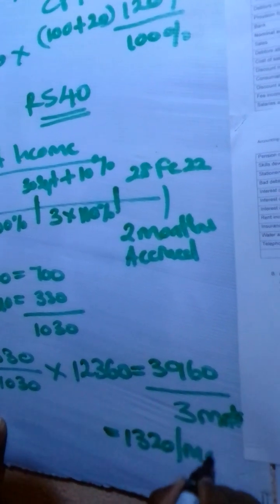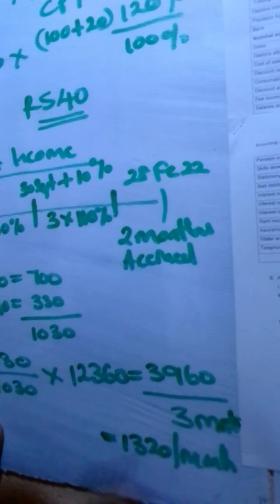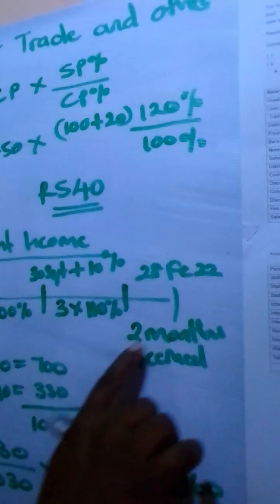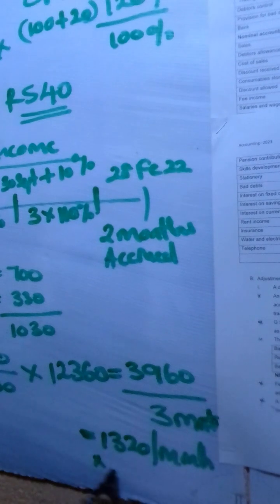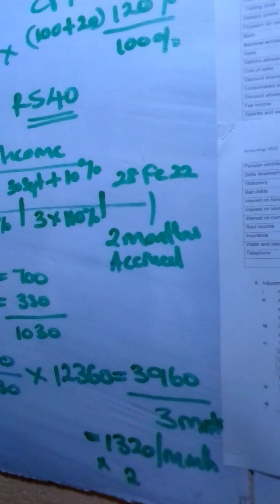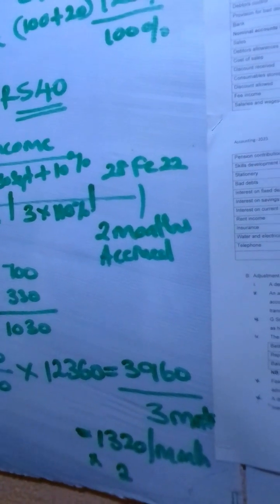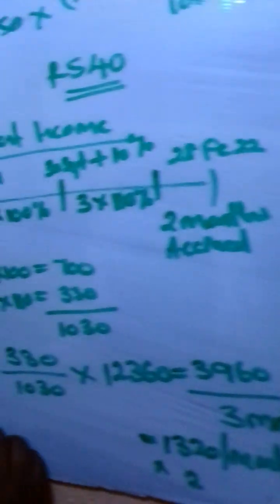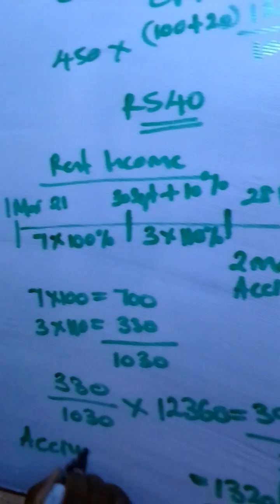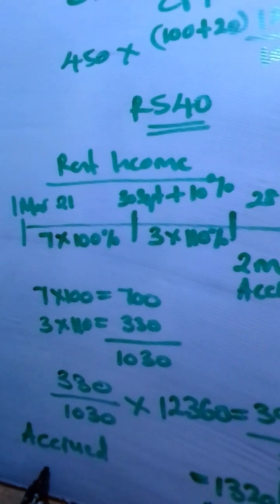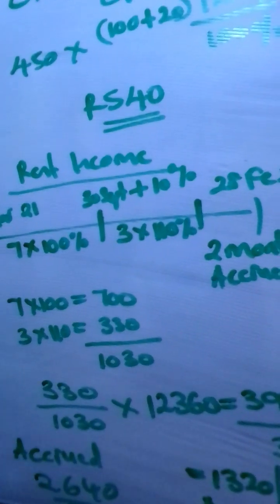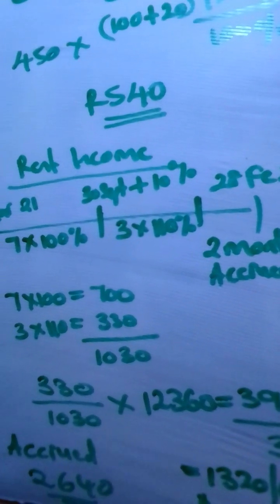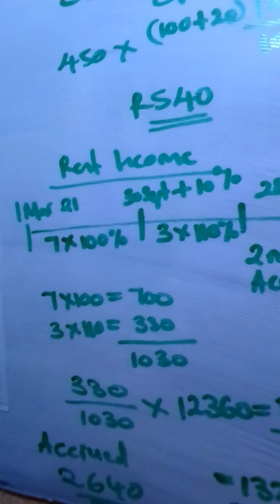1,320 per month after the increase. Okay, so how many months are accrued? There are 2 months. So now we take the 1,320, we multiply by 2. It will give us 2,640. Therefore the accrued income is equal to 2,640. The accrued amount is 2,640.